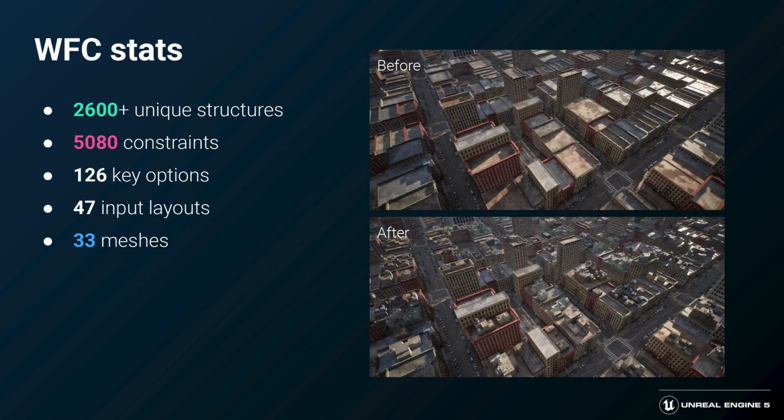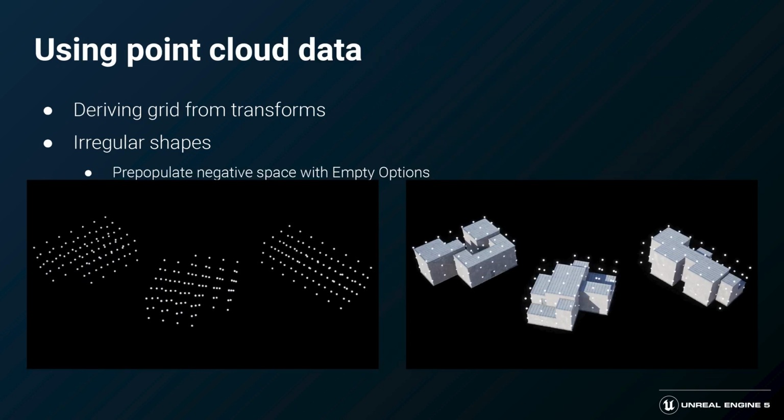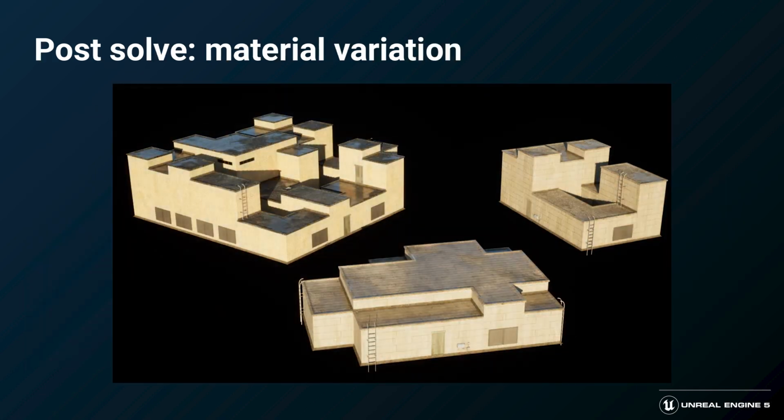The city had so much complexity at street level, but once you went into drone mode, it became obvious that more complexity was needed from the bird's eye view. In total, there were over 2,600 unique rooftop structures made. The wave function collapse model contained just over 5,000 constraints. All of this with only 33 tileable meshes. Solving these structures one by one was not scalable, so we created a solution that can derive grids from point cloud data. We created editor utility widgets that can do some post-solve processing.